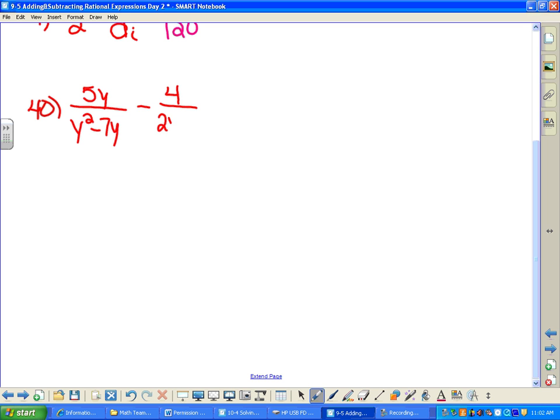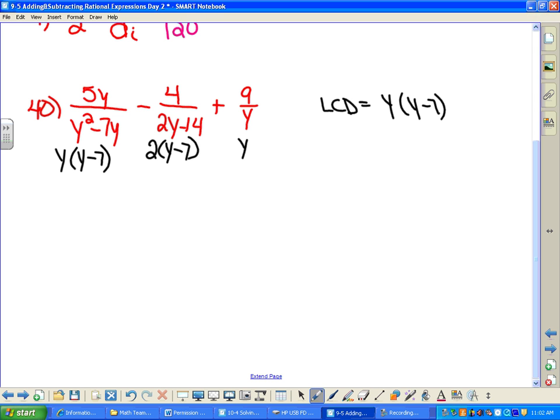So 2y minus 14 plus 9 over y. I'm going to go ahead and factor them just right below what we see right here. So y squared minus 7y is going to factor into, good. 2y minus 14 factors into, very nice. And then, of course, we just have y. Then usually what I like to do is off to the side, I identify my least common denominator. The easiest way is to start with the very first denominator and write down the factors, y times y minus 7.